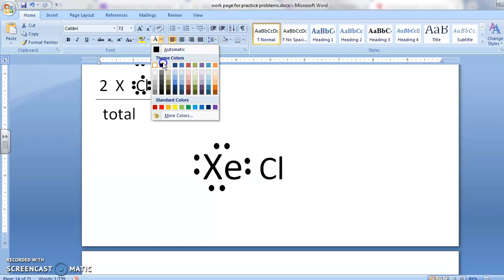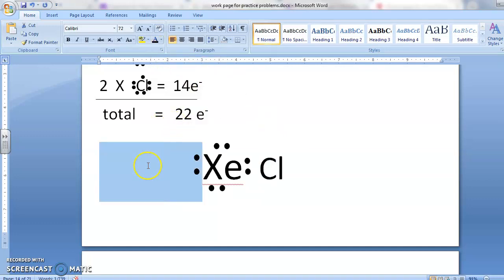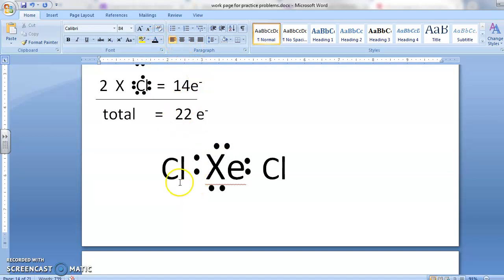We'll put a chlorine wherever there's a pair. There's a pair, so I can put a chlorine there. Here's a pair, so I can put a chlorine there. And now we need to surround the chlorines with 8. So we've now got 8 around each of the chlorines.